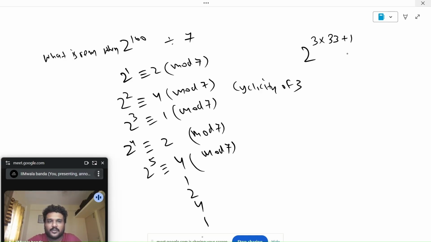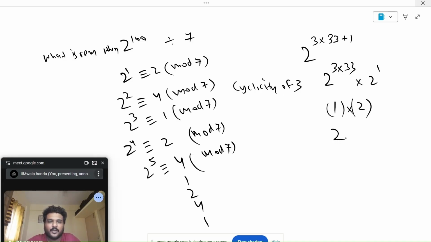So I need to find out what is the remainder when this is divided by 7. This can further be written as this because powers get added. And this part I don't need to take care of because the remainder is 1. This is basically 1 cycle, 2 cycle, 3 cycle, and the 33rd cycle will also bring me here. So this will give me remainder 1. This 2 to the power 1, you can see, gives you remainder 2.